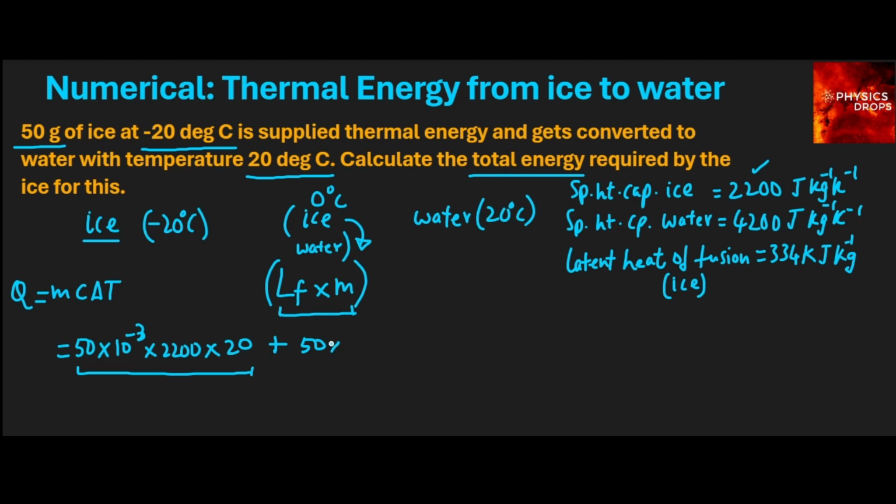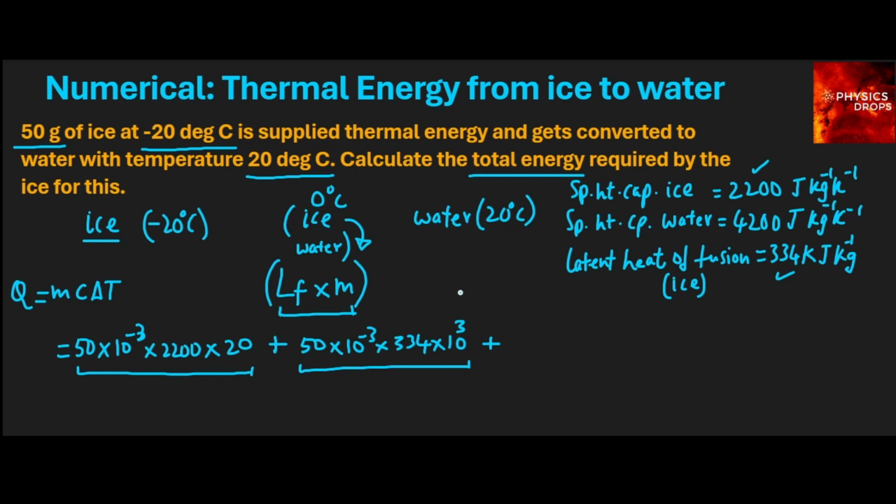So that's going to be 50 times 10 power minus 3 times the latent heat of fusion of ice, which is 334 kilojoules. So it's going to be 334 times 10 power 3 joules. So this is going to be the energy, and still the temperature is 0. Just ice becomes water, let's say, for some time, and this is the energy that's required for that, according to the formula latent heat of fusion times mass.